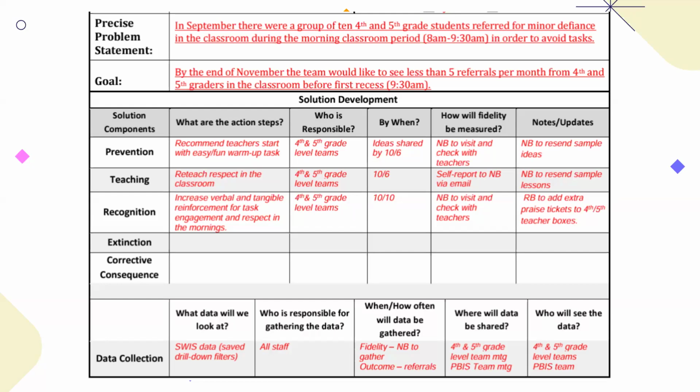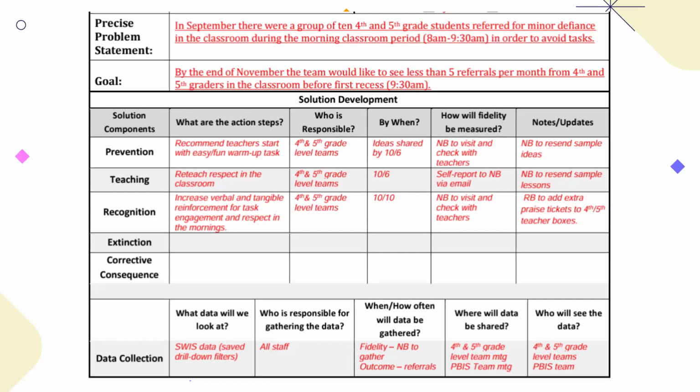They included Swiss data. Not all of you use Swiss, and that's okay. But have something that works for you and your site. Who is responsible for gathering the data? How often are we going to be gathering this data and looking at that data? When and how are we going to share this data with everyone else? And who's going to have access to that data?